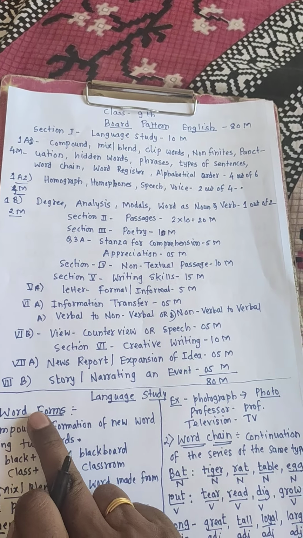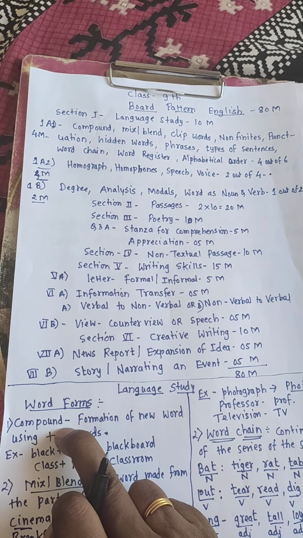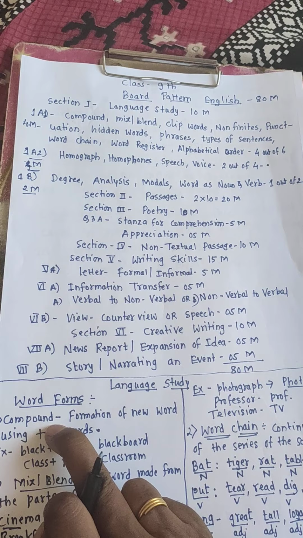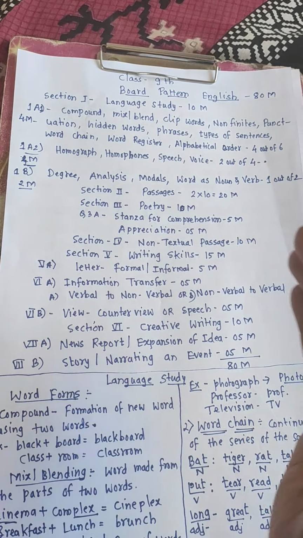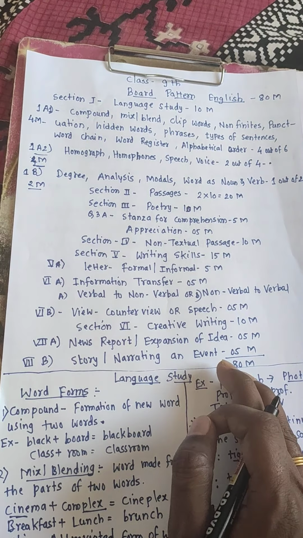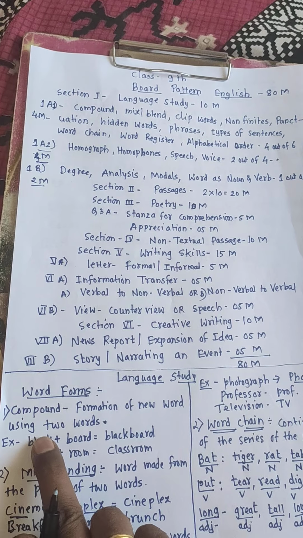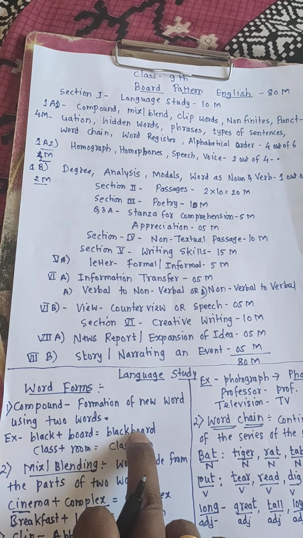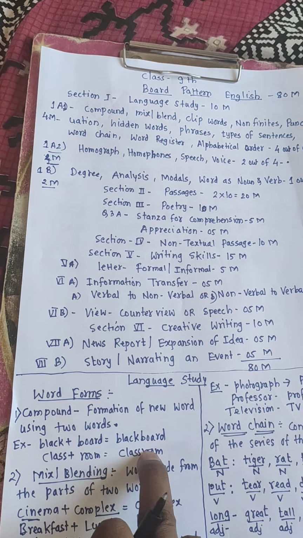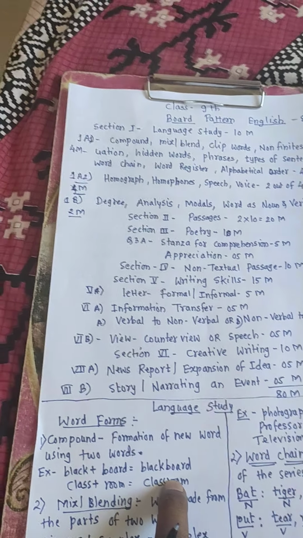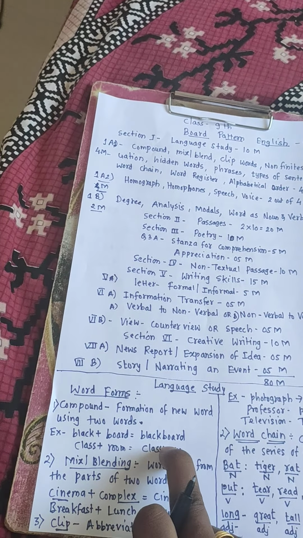I have started with word forms. Already you have studied word forms. Compound words. What are compound words? Formation of new word using two words. Two separate words are taken, and from those two words a new word is made, like black plus board, it becomes blackboard. Class plus room, it becomes classroom. So these are called compound words. Already you understood this, I hope that.